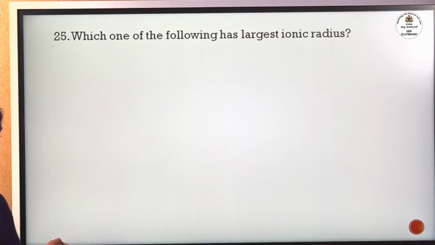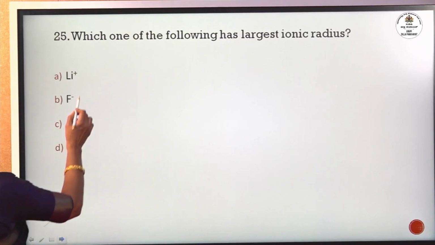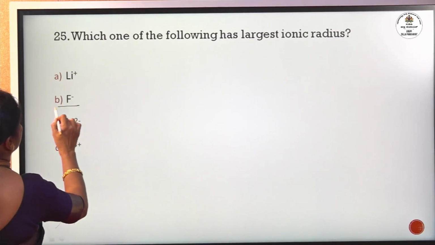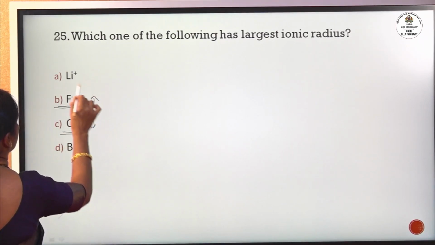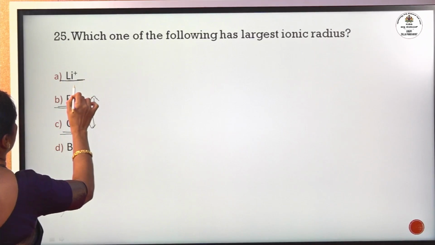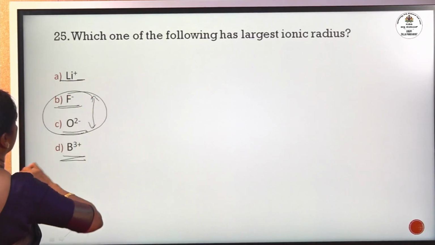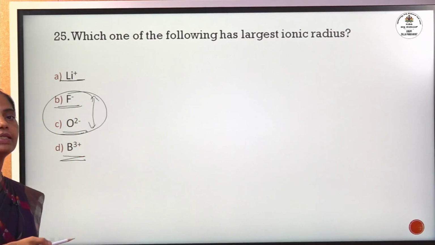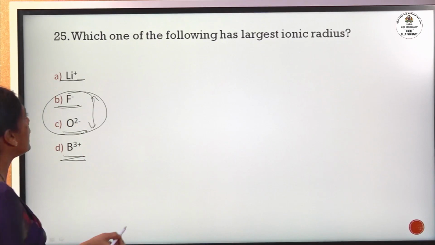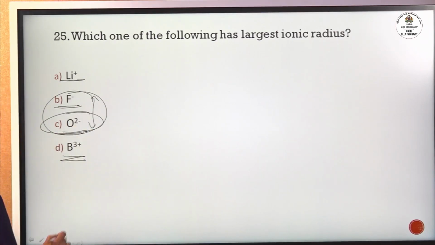Next, we will move on to which of the following has the largest ionic radius. We will see the options. Now, here 10 electrons, here 10 electrons. These two are isoelectronic species. Here it is atomic number 3, 5. Among these two we have to check, and as the negative charge increases, size increases. So the largest size is oxygen. C is the correct answer.